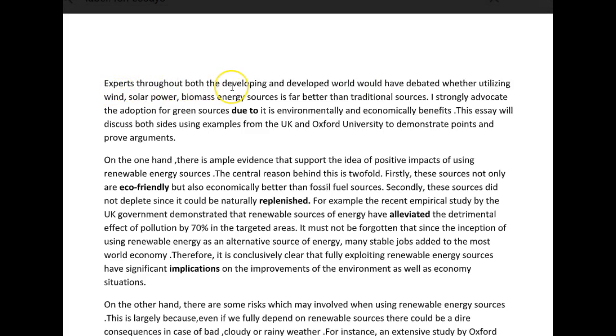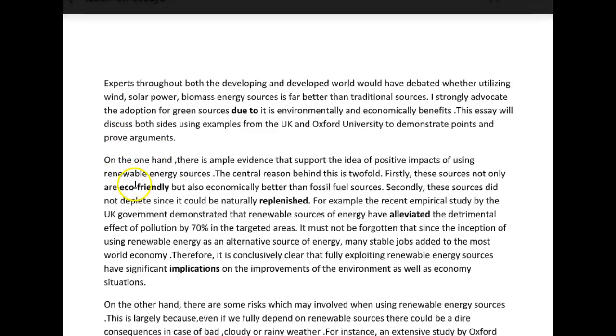Experts throughout the developing and developed world have debated whether utilizing wind, solar, and biomass energy sources is far better than traditional sources. And again, I told you what's wrong with this. I strongly advocate the adoption of green sources due to their environmental and economic benefits. This essay will discuss both sides using examples from the UK and Oxford University to demonstrate points and prove arguments.